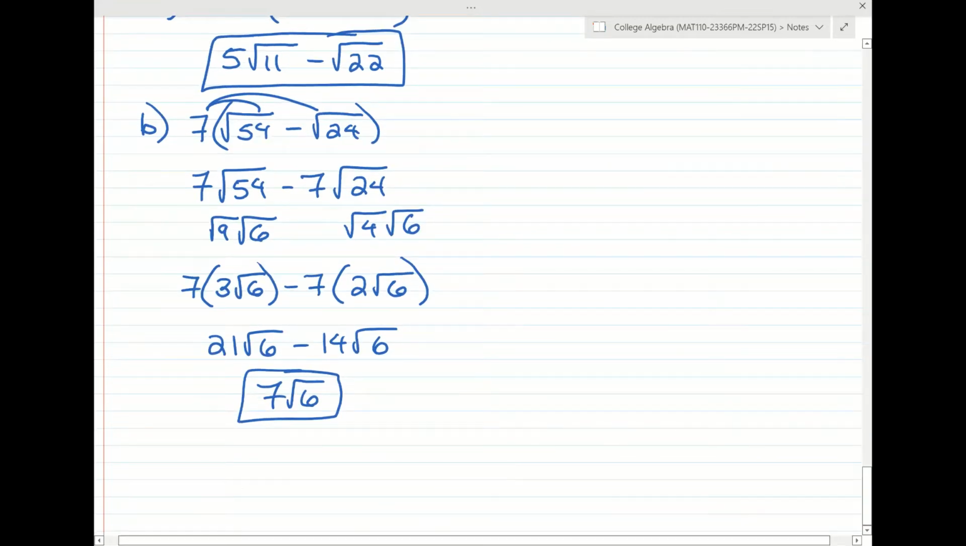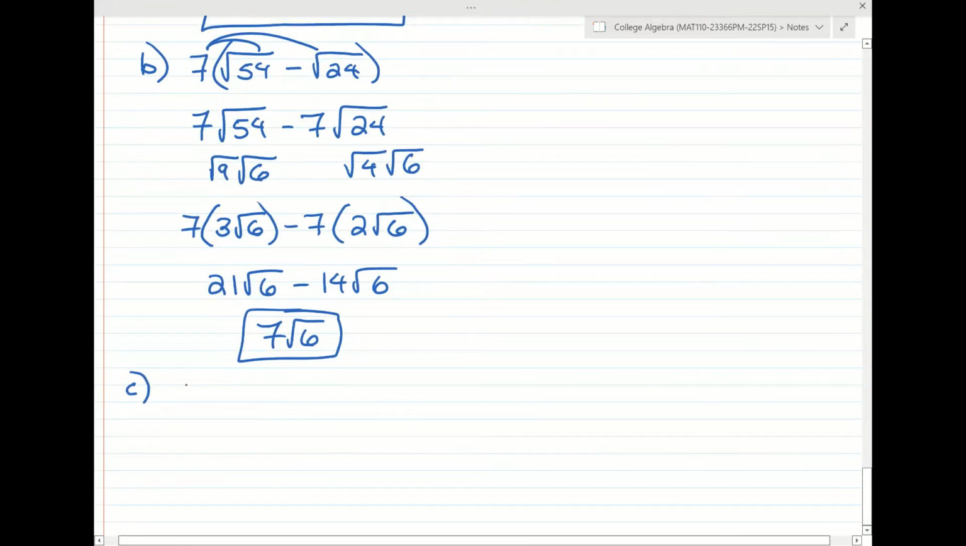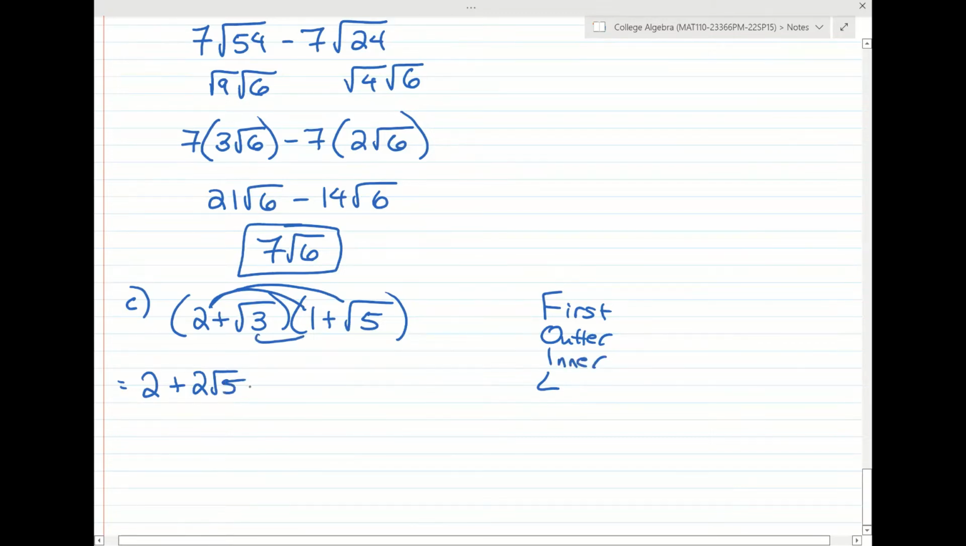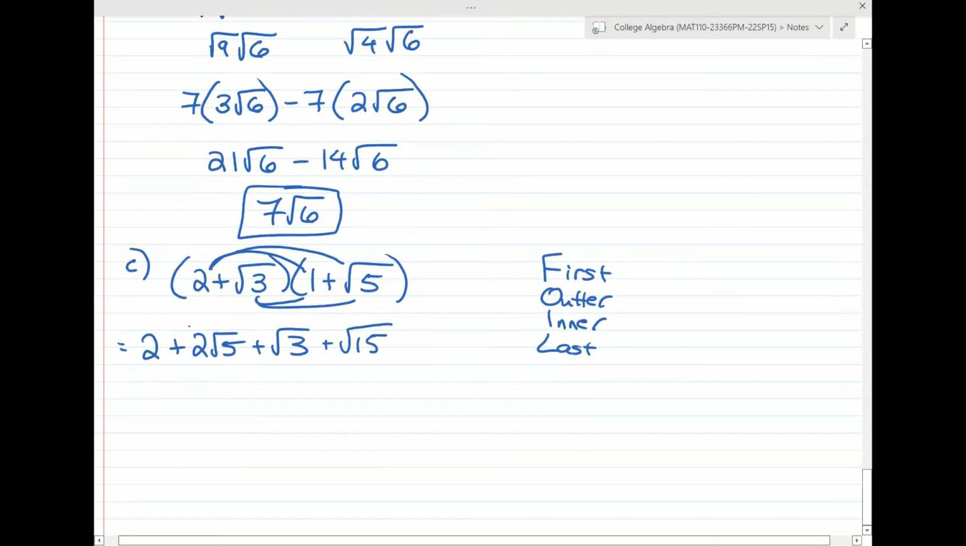Instead of just multiplying by one term, what if we were going to multiply it by two terms. So if we had 2 plus the square root of 3 times 1 plus the square root of 5. That's exactly right. Before, when we were talking about polynomials, we talked about the whole FOIL process where you multiply the first terms together. 2 times 1 is just 2. The outer terms together, 2 times the square root of 5 is just 2 root 5. The inner terms would be 1 times the square root of 3. And then the last terms, root 3 times root 5 is root 15. And that doesn't simplify anymore. So we're just going to leave that alone.